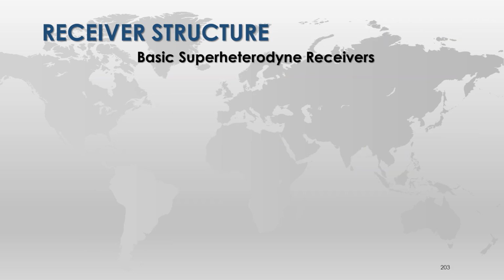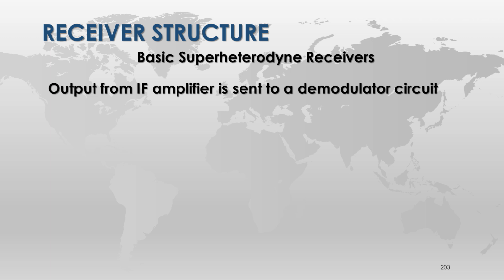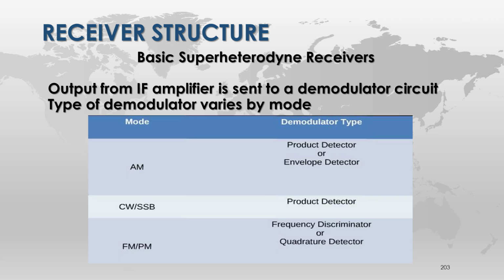Basic superheterodyne receivers. Output from the IF amplifier is sent to a demodulator circuit. So the IF amplifier, that's the intermediate frequency amplifier, sends it over to a demodulator circuit so that we can pull out the useful information. The type of demodulator varies by mode. AM uses a product detector or an envelope detector. CW and single sideband use a product detector. And FM and PM use a frequency discriminator or a quadrature detector. FM and PM use the same basic structures. So that's phase and frequency modulation.